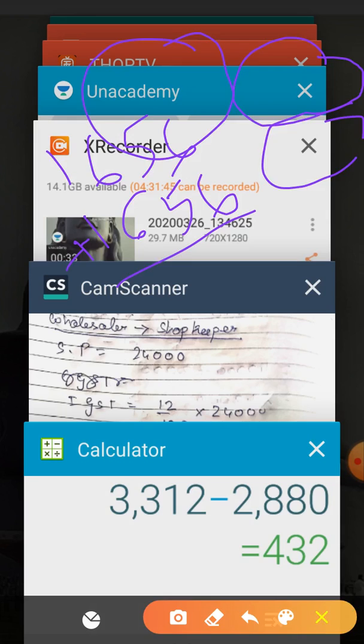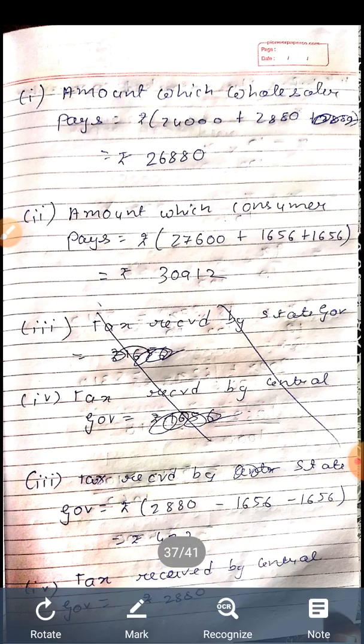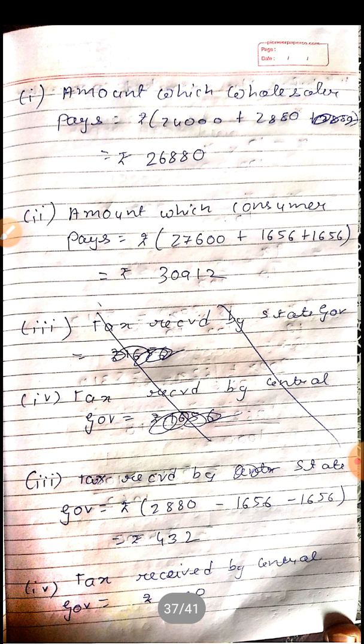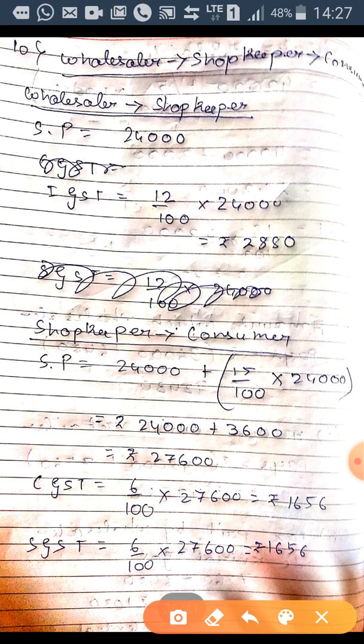Now we get to the next question, so look again at the bottom of the screen, which is tax received by the central government. How much does the central government get? Central government gets 2880. I told you right now when I was explaining it in the calculator that this 2880 IGST has gone to the central government. Now nothing more needs to be given to the central government. So the central government receives 2880. That's it.